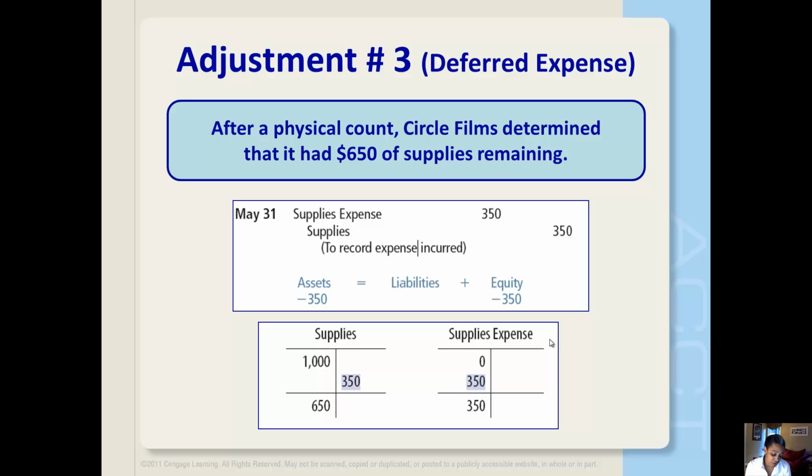Circle Films has $650 in supplies on hand. However, the trial balance shows $1,000 in the supplies account, which is the amount that Circle Films originally purchased. Therefore, Circle Films must have used $350 worth of supplies. That's $1,000 minus $650. This adjustment is a deferred expense and must adjust the supplies account down from $1,000 to $650 and then record the $350 in supplies expense.